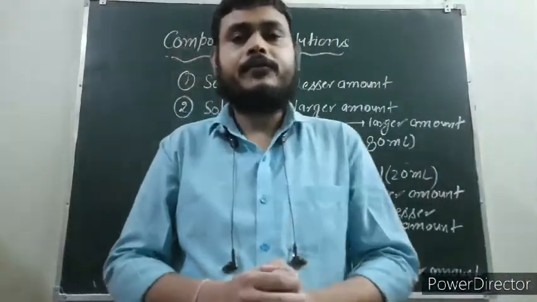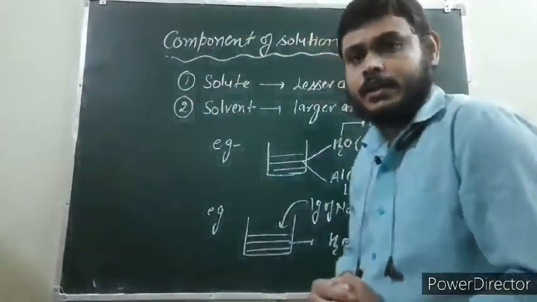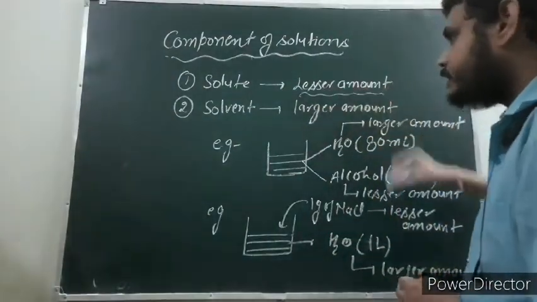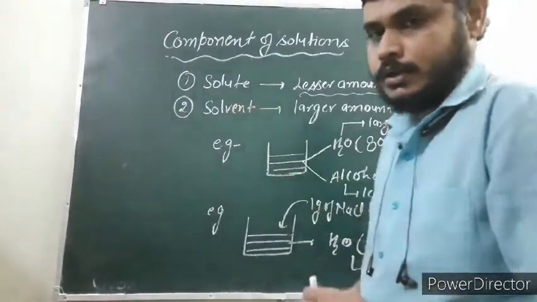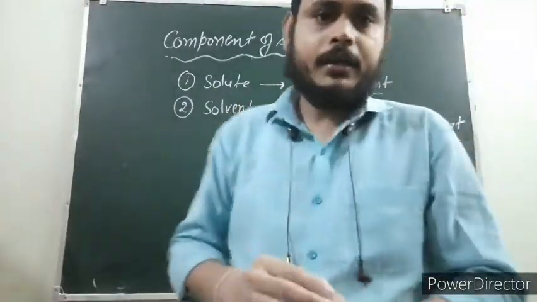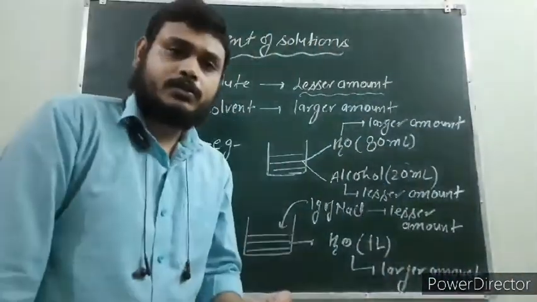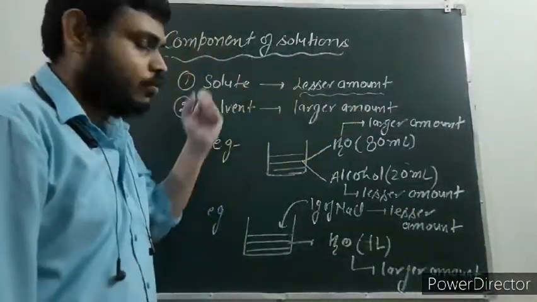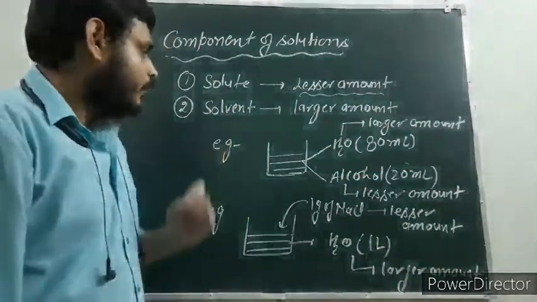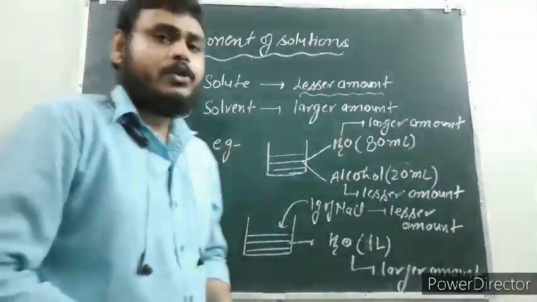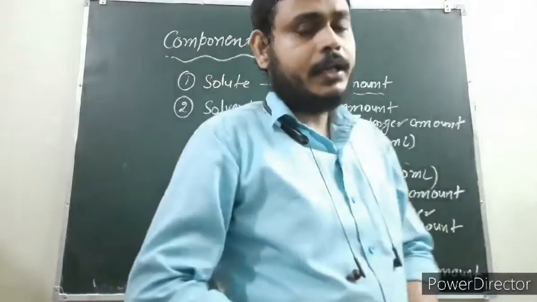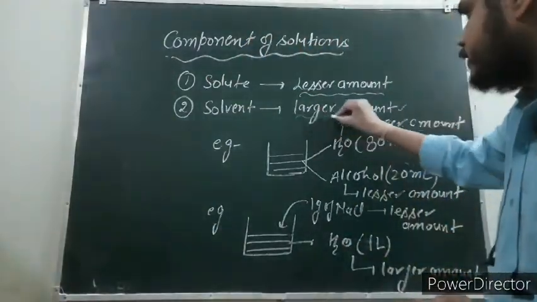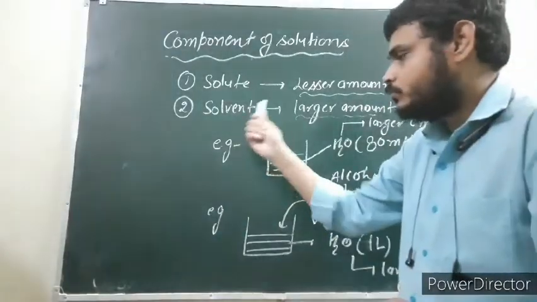First, how to define the solute? Those components of the solution which are present in lesser amount are called solute. I am again repeating. Those components of the solution which are present in lesser amount are called solute. And how to define the solvent? Those components of the solution which are present in larger amount are called solvent.